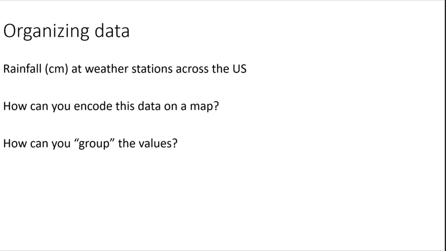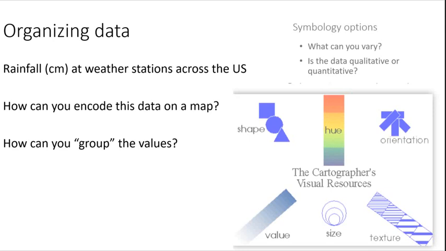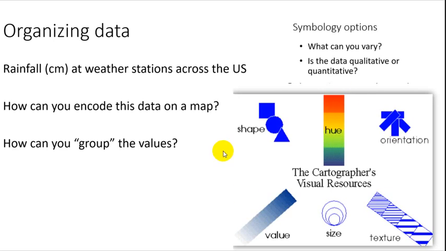And then how would you group the values? Maybe you have 2,000 weather stations. You're not going to give each one of them their own individual color or their own individual size. They'd be indistinguishable from one another. So this is what we talked about in the last couple sets of slides, classification, etc. We've talked about all of these things in our regular data visualization.